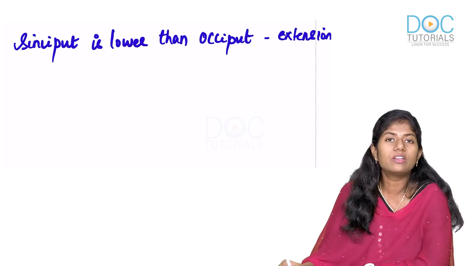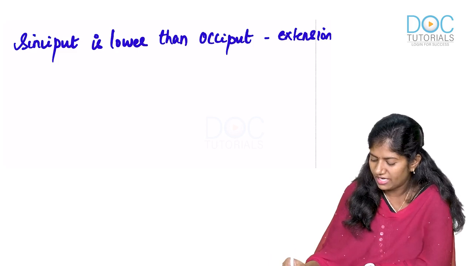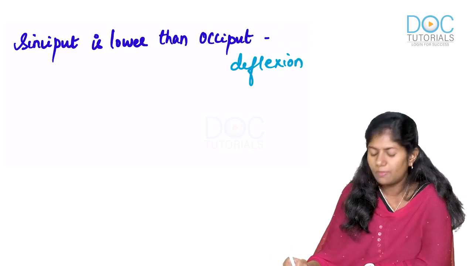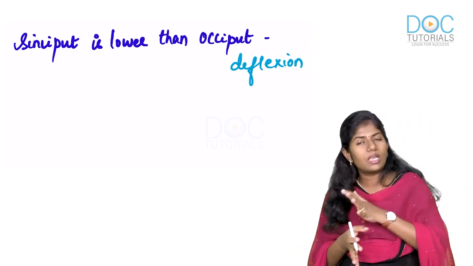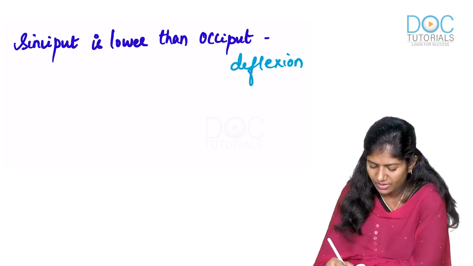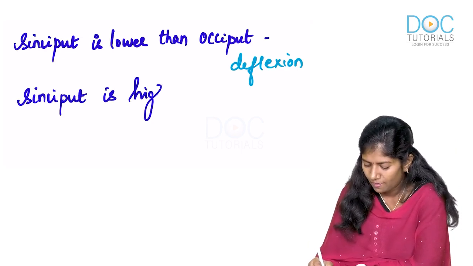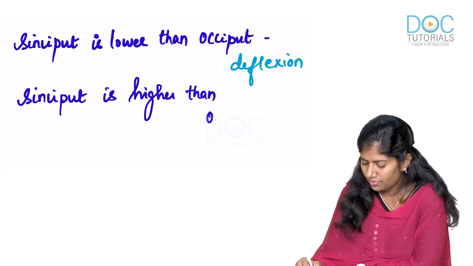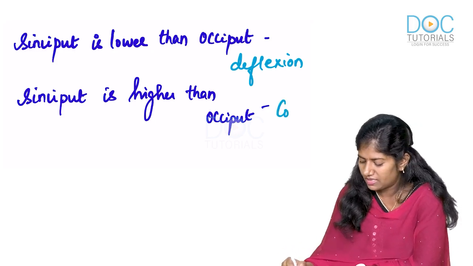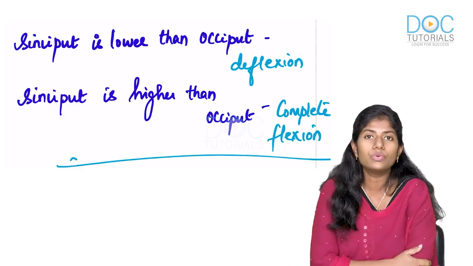If the sinciput is at a lower level than the occiput, it means deflexed head, okay? It means the attitude is deflection. It is not complete flexion. If the sinciput is lower than the occiput, it is deflection, okay? The opposite is flexion, complete flexion. If the sinciput is higher in position than the occiput, then it means it is complete flexion. It is flexion attitude.